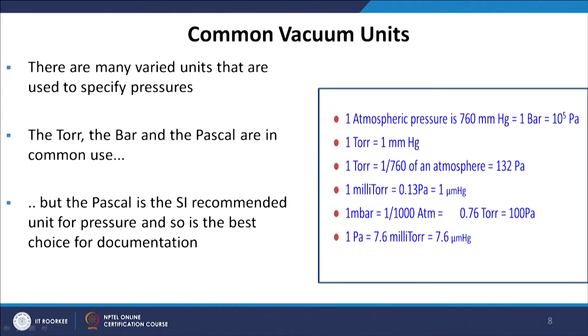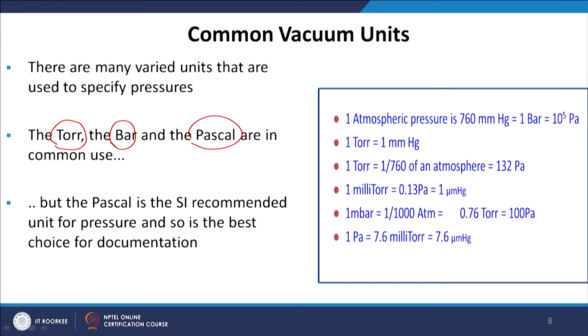There are many varied units that are used to specify pressure. The torr, the bar and the Pascal are commonly used. So, the three most commonly used units for pressure are torr, bar and Pascal.